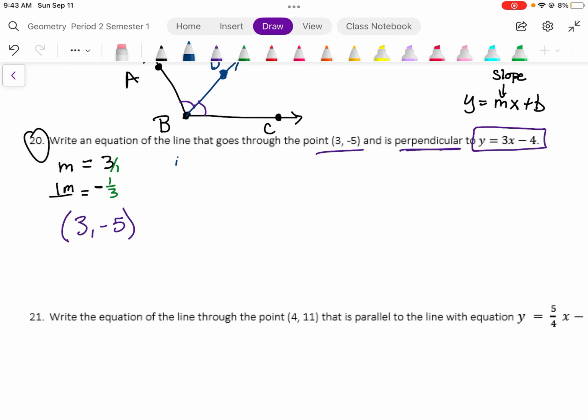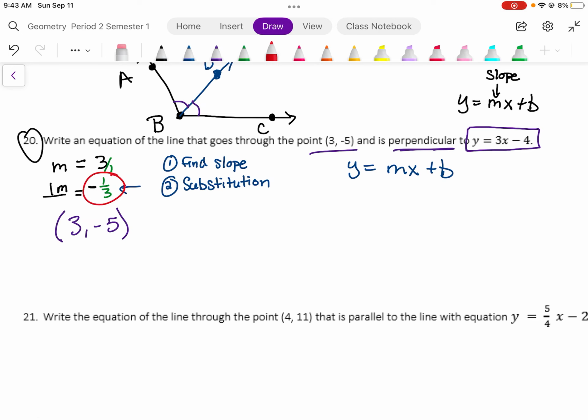Now remember, the first step in doing these is to find the slope, which we did. We know our new slope is negative 1/3. Step 2, we're going to do some substitution. In the equation y equals mx plus b, we're going to plug in everything we know. So we know that m is negative 1/3, and we're going to use this point that the line goes through, and plug that in for our x and our y. And when we do that, we're going to get negative 5 equals negative 1/3 times 3 plus b.